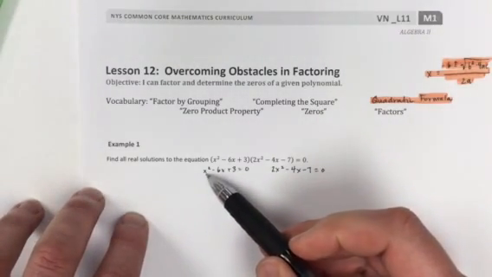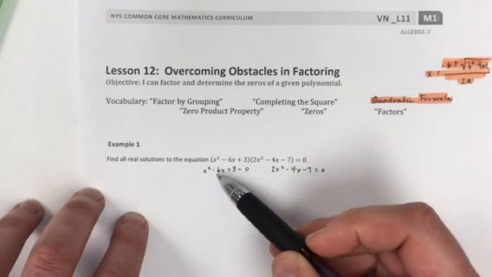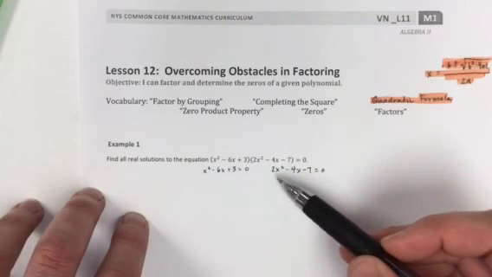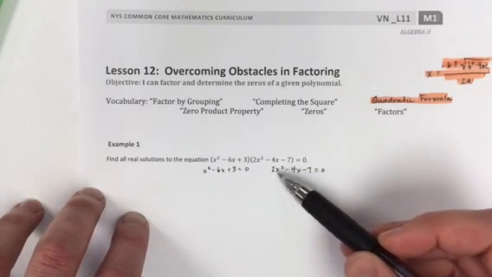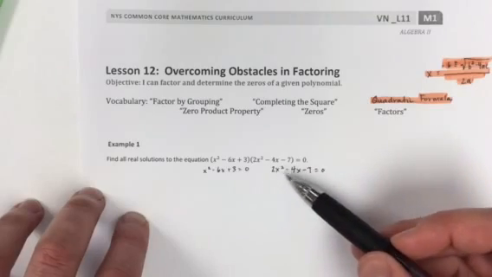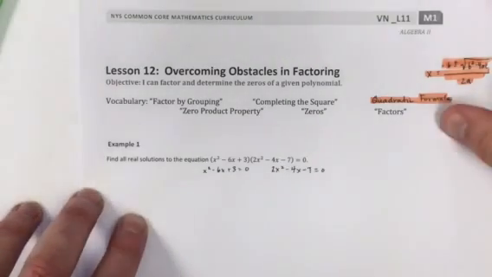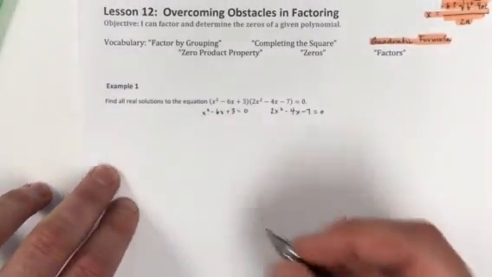What I see is x squared minus 6x plus 3. I can't think of any numbers that multiply to 3 but add to negative 6. On the other expression, I have 2x squared minus 4x minus 7. I can't think of anything that multiplies to negative 14 that adds to negative 4. So I kind of feel stuck at the moment. And so we'll write that down.